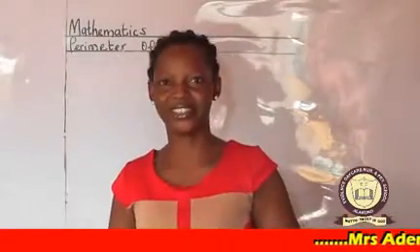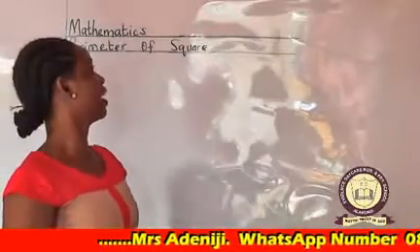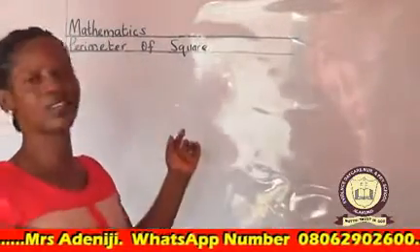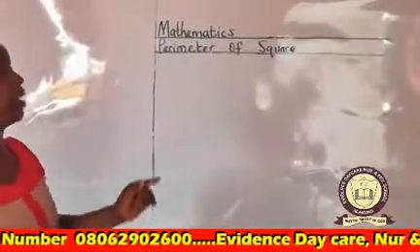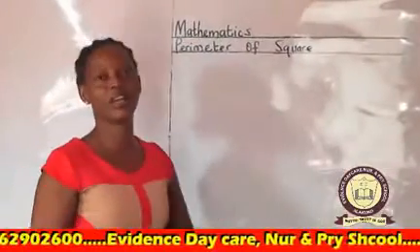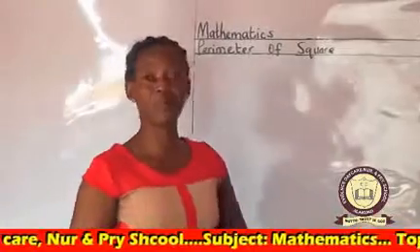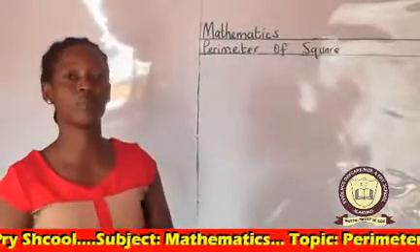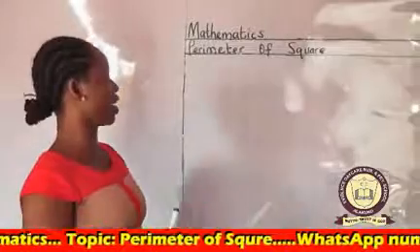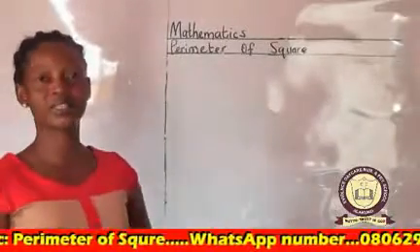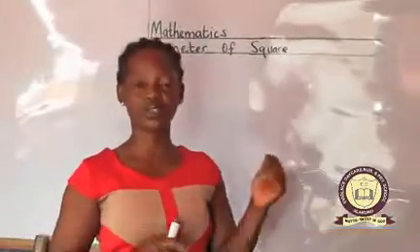I hope you're fine. This morning we have mathematics, and our topic is perimeter of square. I hope you still remember the previous topic, which was perimeter of rectangle. By now you should be able to do that on your own. Today we have perimeter of square. That is the addition of the total edge of a shape, which is square.